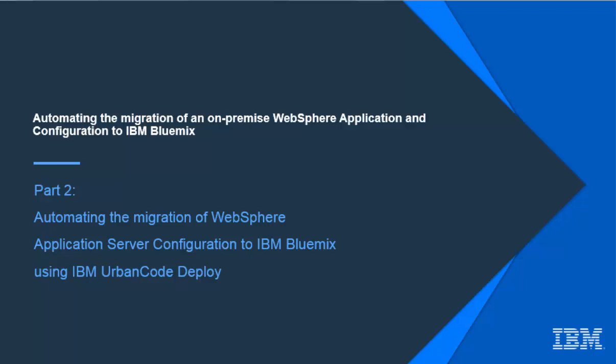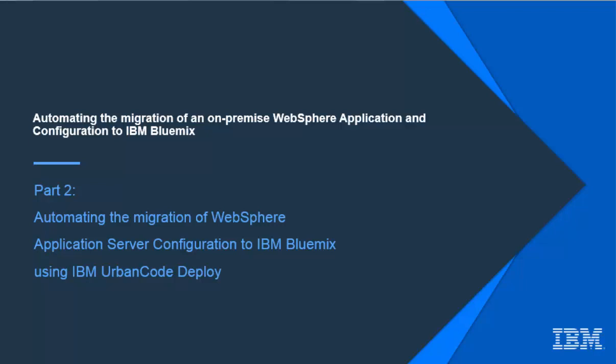Thank you for joining this recorded series on automating the migration of on-premise WebSphere application and configurations to IBM Bluemix. In part 1 of the video series, you learn how to use IBM Urban Code Deploy to automate the configuration of IBM Bluemix, including the provisioning of WebSphere application server environment, the secure gateway, and much more. In part 2 of the video series, I'll show you how to use IBM Urban Code Deploy in conjunction with the output of the WebSphere application server configuration migration tool to automate the migration of your WAS configuration to IBM Bluemix, targeting the environment that we configured in part 1 of the video series.